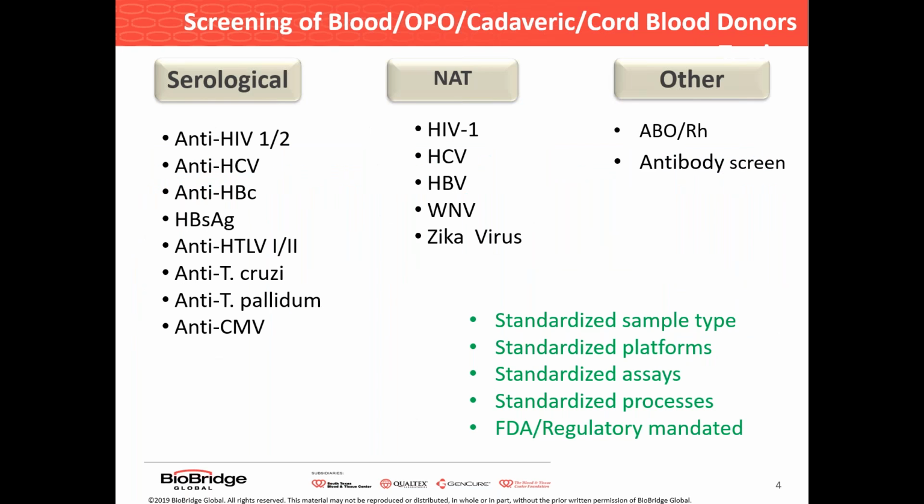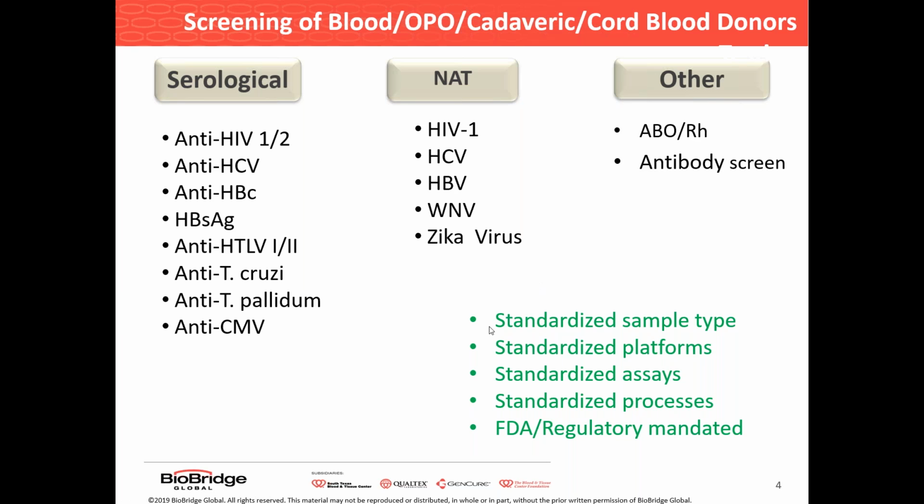So I want to start off by showing you what we do for our donor screening. As you can see here, there are categories. We do the serological testing, which is basically antibody testing for these viruses. We do NAT testing, which is really looking for the viruses themselves. And we also do other testing, whether it's ABO-RH or looking for abnormal antibody screens.